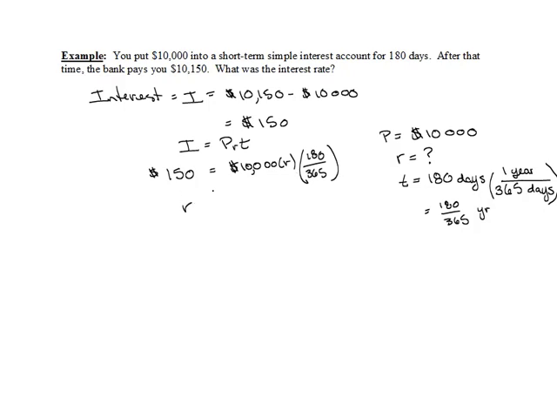Solve this for R, and you should get 0.0304. Now, when it asks for an interest rate, it is asking for a percentage, so we are going to write that as a percentage. So this will be about 3.04%.